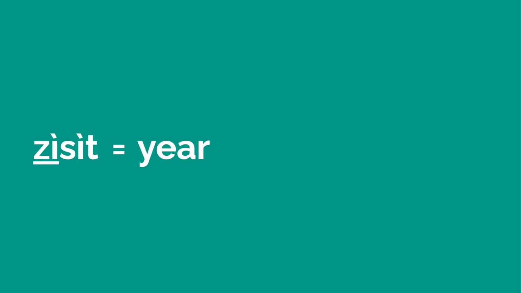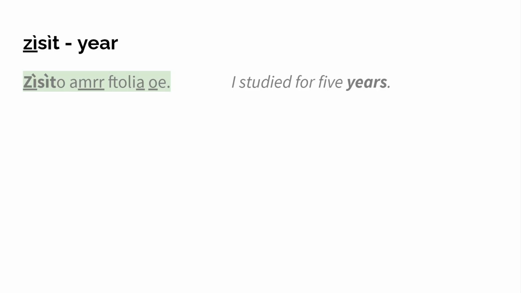Next, we of course have a word for a year, zisit. Let's look at some example sentences. Zisito amr vtolia oe. I studied for 5 years. You probably remember this sentence from the first movie where Norm said this one to Grace. And here you again see the o at zisit. So in this case the o, which usually means some or any, is used in combination with a time word to express a duration of time. So how long did you study? For 5 years. So that way we can talk about time durations.